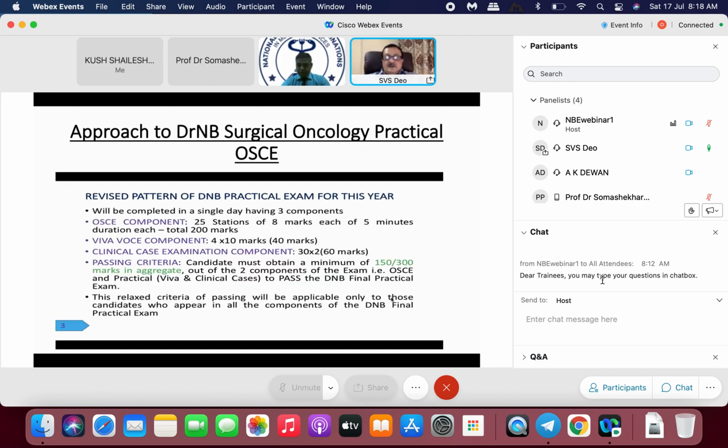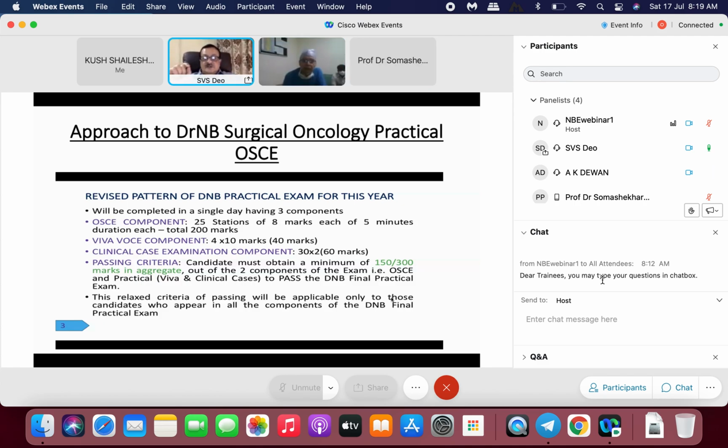So this is the marking pattern Dr. Deewan has already highlighted. Just remember, you can score the maximum in OSCE. There are 25 stations, 8 marks each, 5 minutes of each station. This is very, very important. You will be having only 5 minutes per station. So you have to keep in mind the timing of each station.